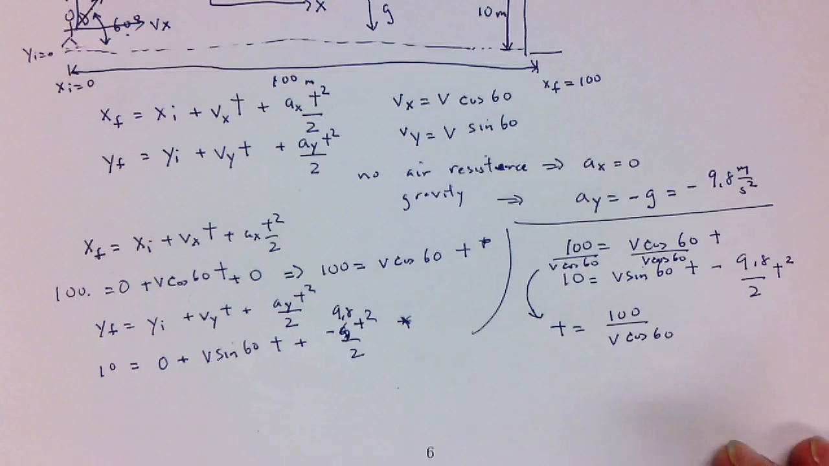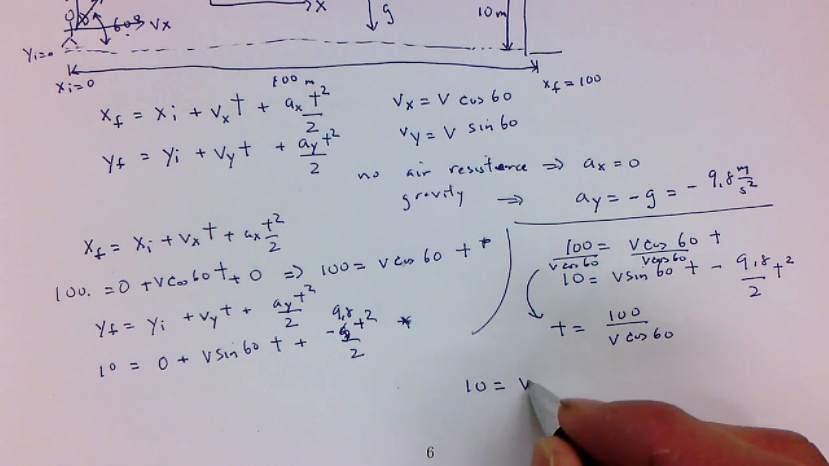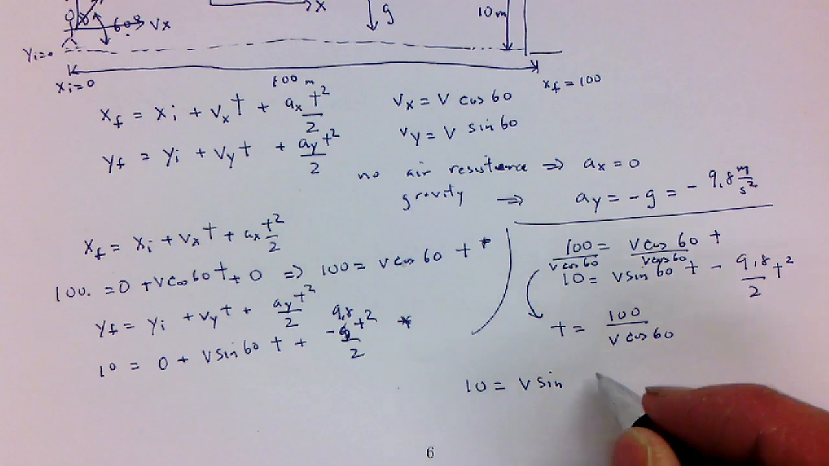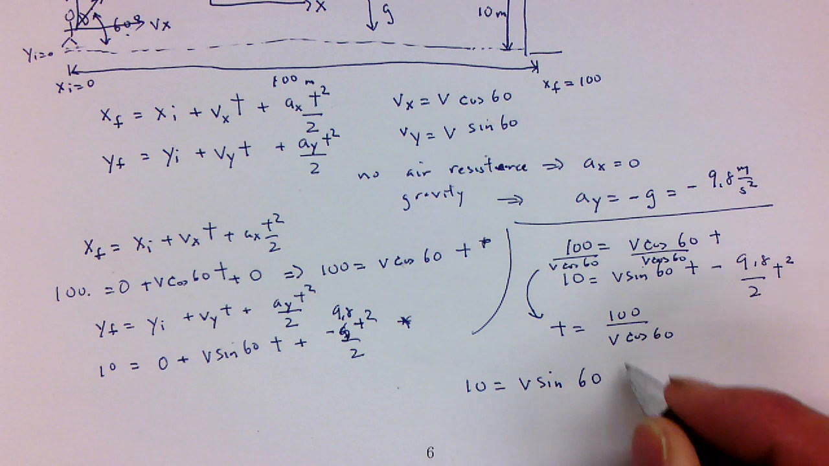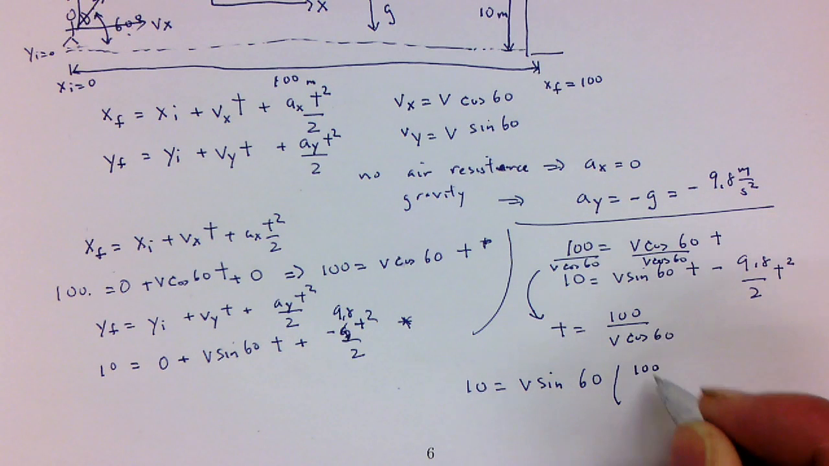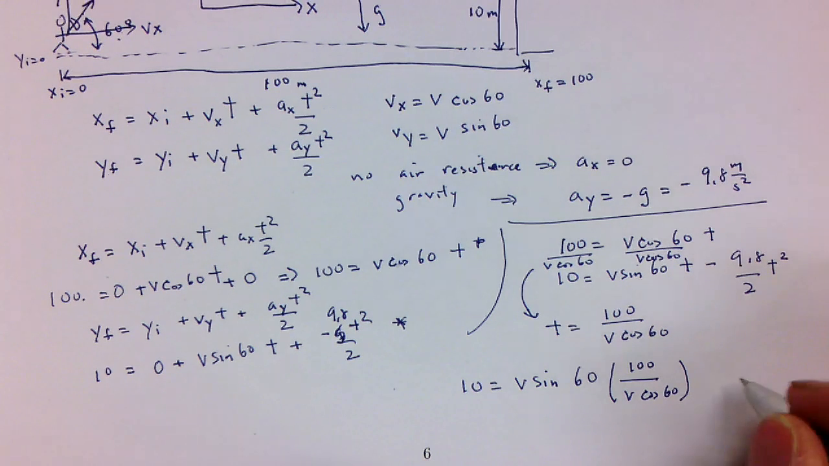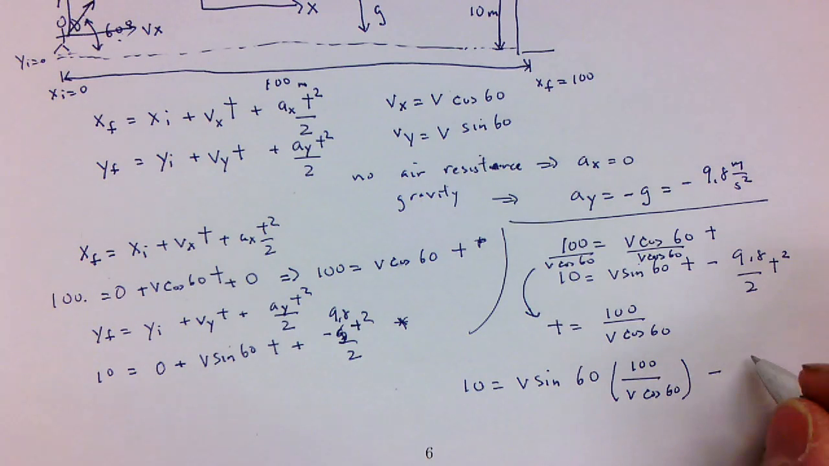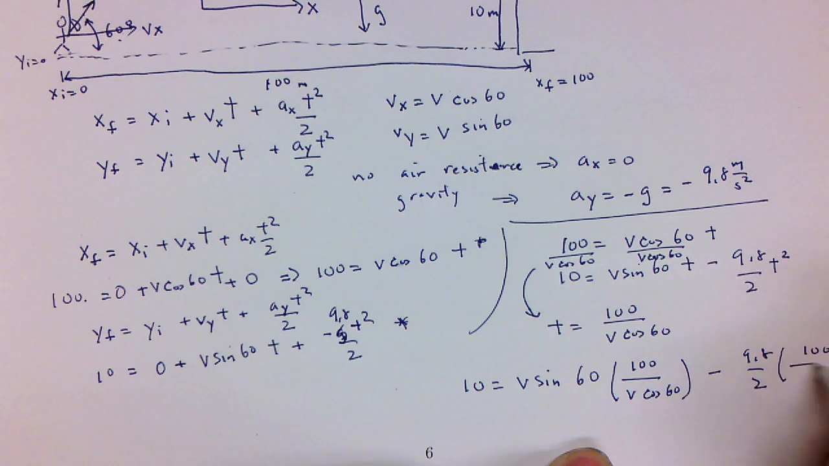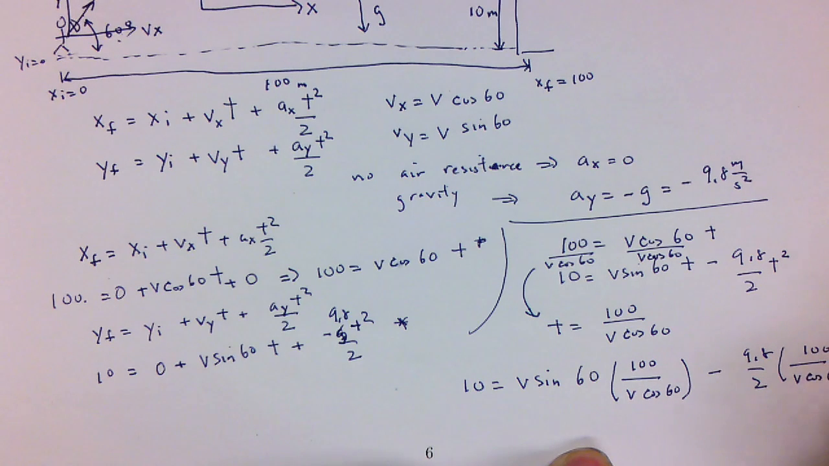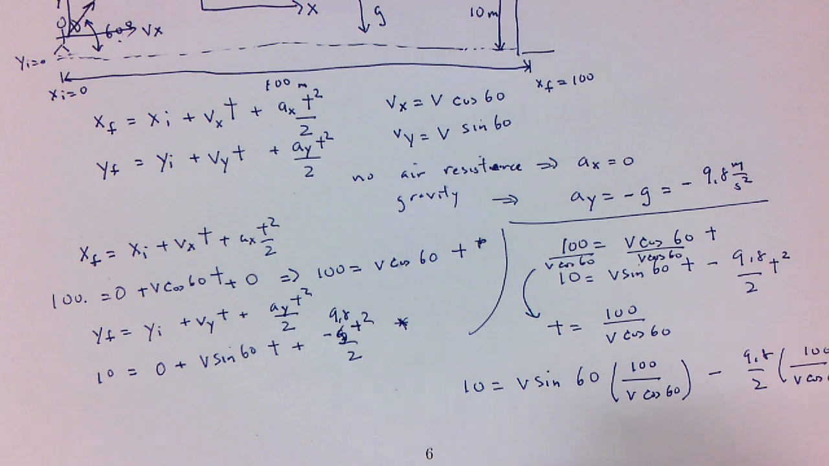Awesome. Let's take this t and plug it into the second equation right here. So 10 is equal to v sine of 60 times t. What's t again? This is going to be 100 divided by v cosine of 60. Minus, now this equation right here, 9.8 over 2 times t squared. What's t squared? Well, that's just this again: 100 divided by v cosine 60, squared. Now we can proceed to basically solve this problem.